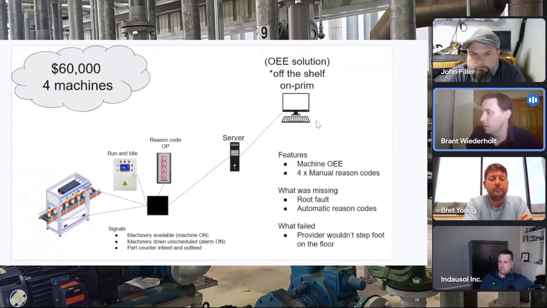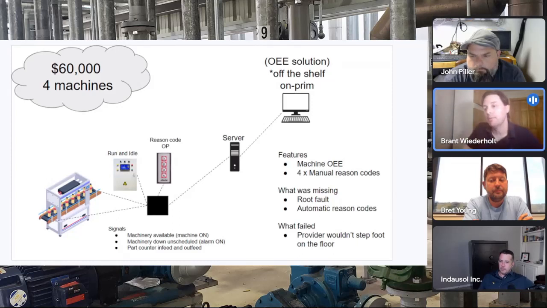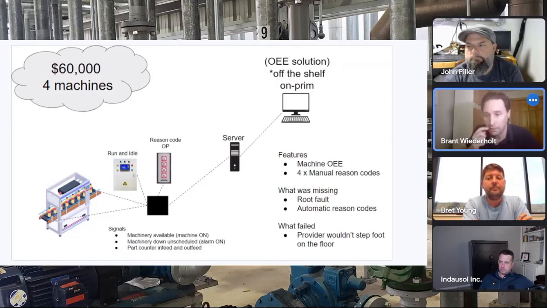And then a lot of times it'll go to a server, and then to some type of client. The downside to them, of course, is that you're not really hooked up to the PLC, so you're only capturing the reason codes, which are very, very generic. So there's no depth to that. The machine went down, but you have no idea why. You just know that it went down and how many times it happened.